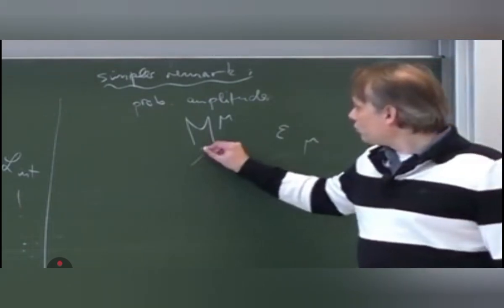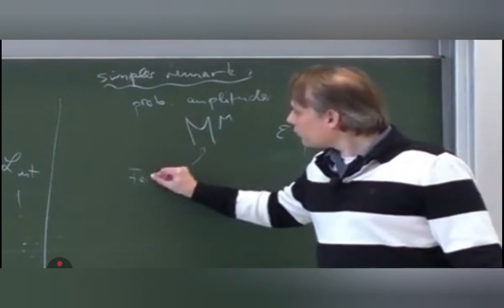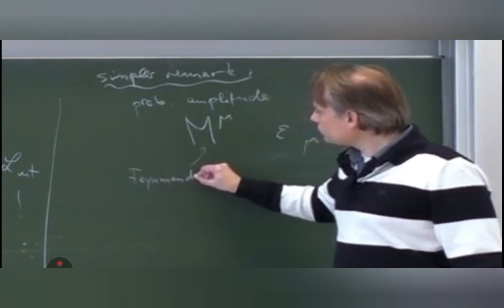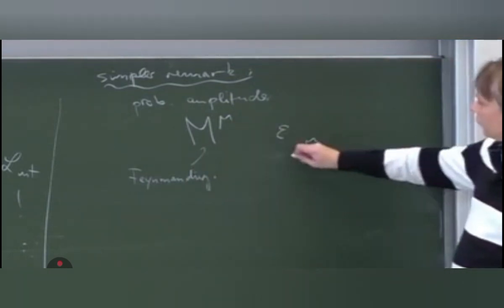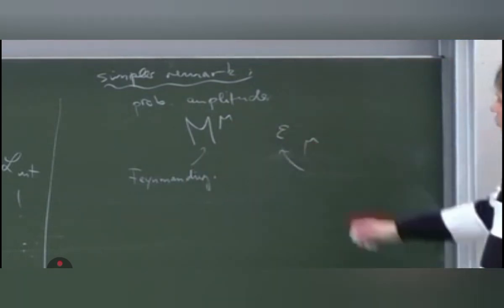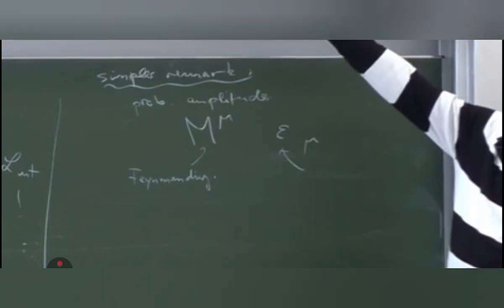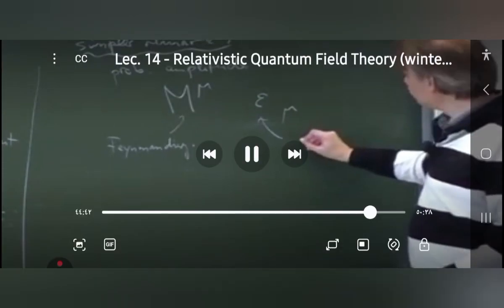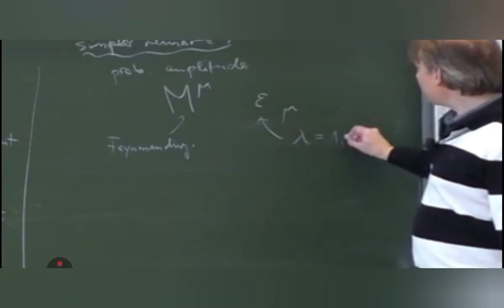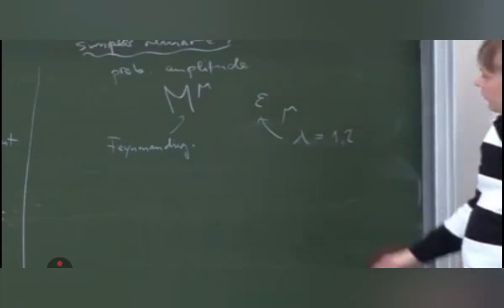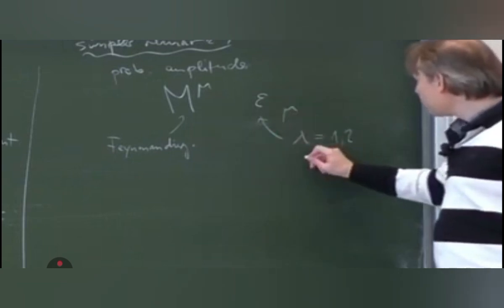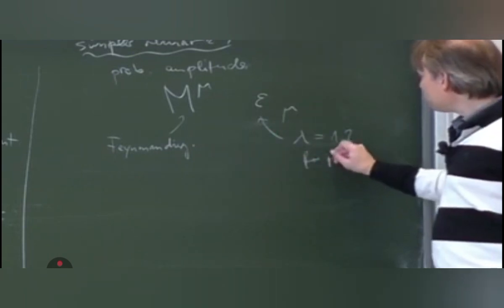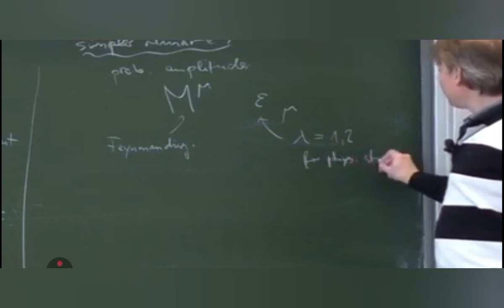So we will have some Feynman diagrams. And the Feynman diagrams have an open index mu. And then there will be a factor from some epsilon which comes from the photon field operator. And if we have a physical polarization, lambda equal 1 or 2, then those are the epsilons for physical states.